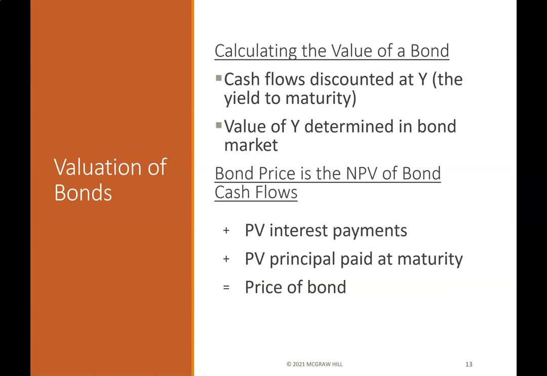Valuation of bonds. Calculating the value of a bond: cash flows are discounted at Y, the yield to maturity. The value of Y is determined in the bond market. Bond price is the NPV, net present value, of bond cash flows. The present value of interest payments plus the present value of principal paid at maturity equals the price of the bond.